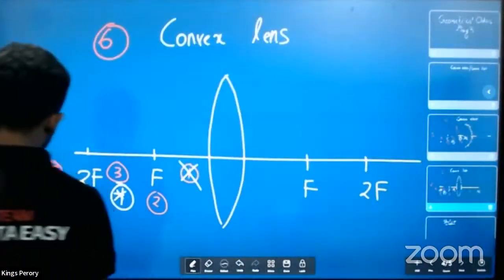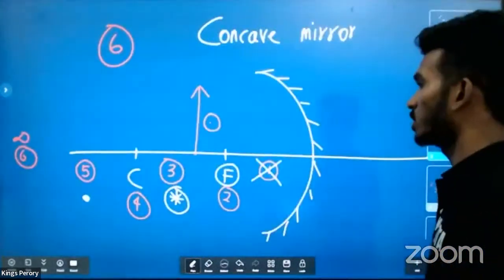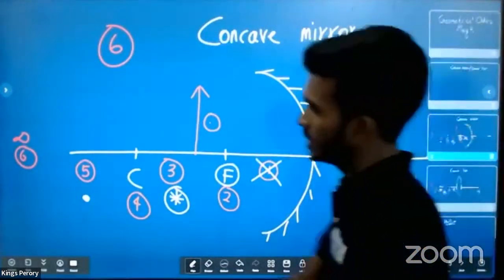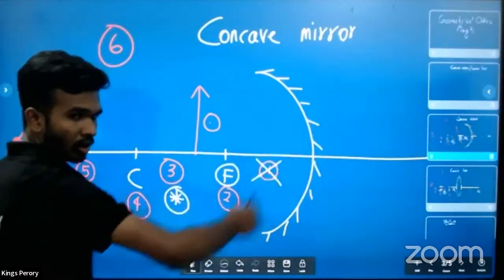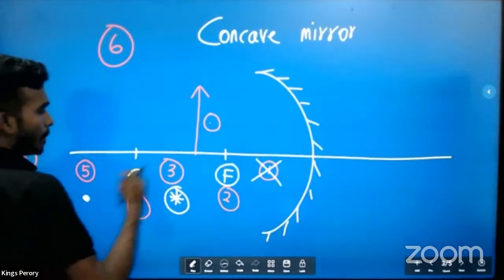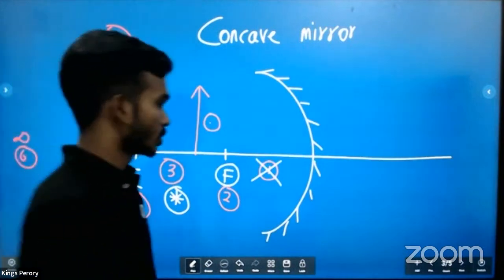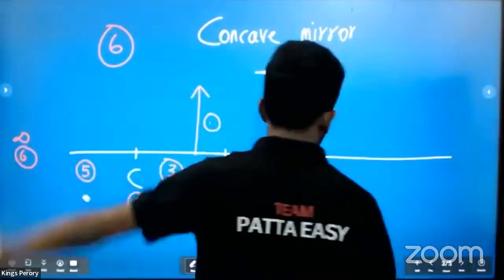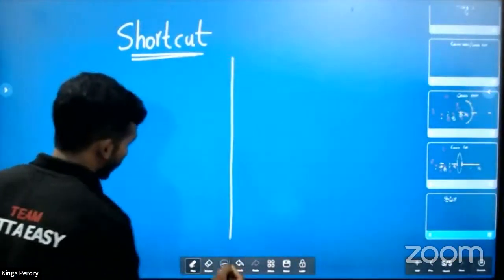So what is the fifth position? After 2F in lenses, after center of curvature in curved mirrors. Sixth position is infinity. So in my shortcut, we are not going to talk about the first position. Second position is focal point. Between F and C, star. At C, that is C. After C is dot. At infinity, that is infinity. So without the first position, all the other positions. What is the shortcut? Very simple. There you go.